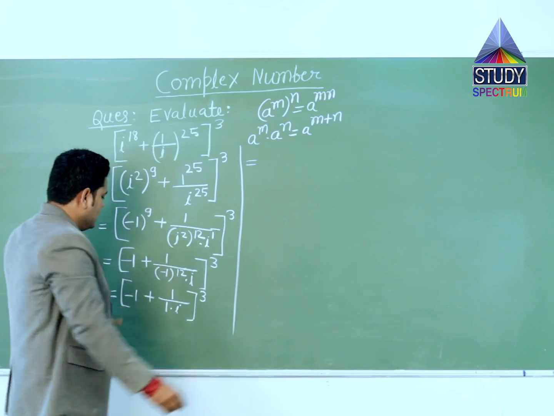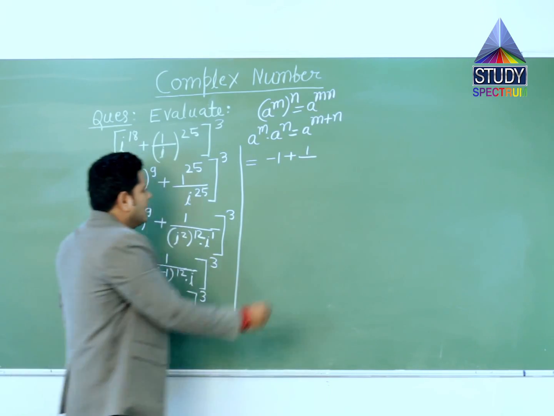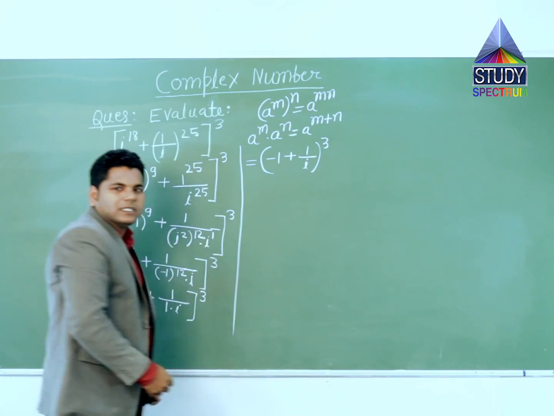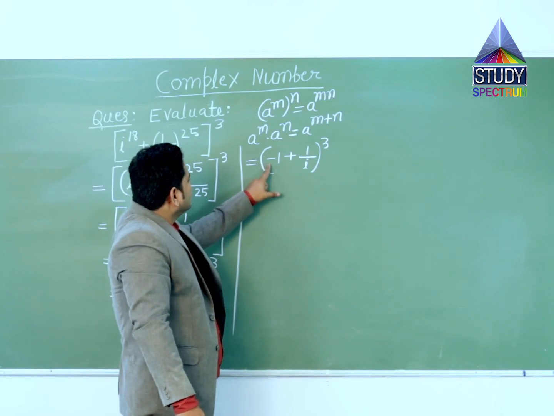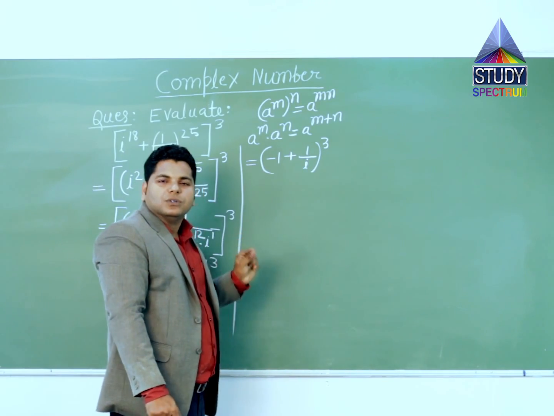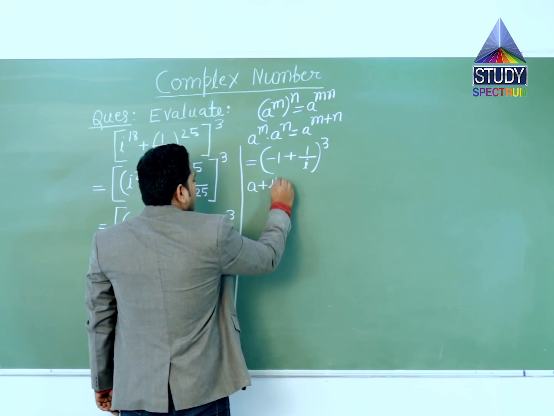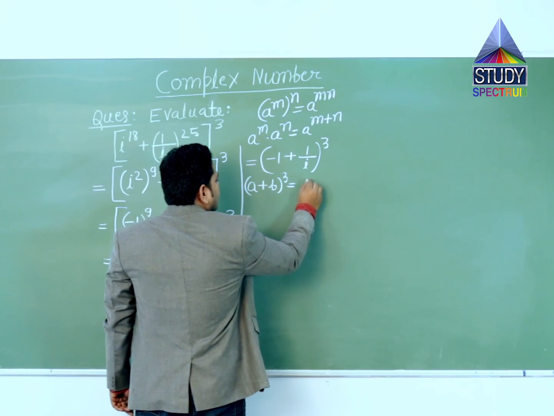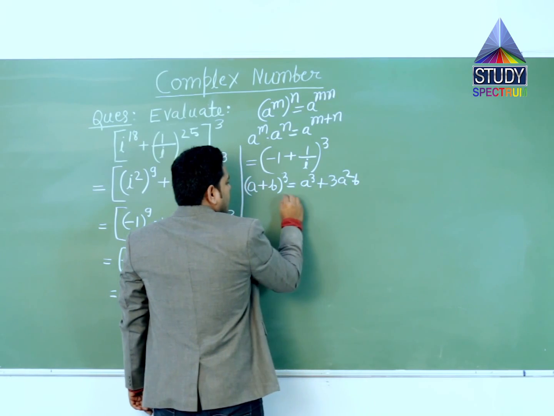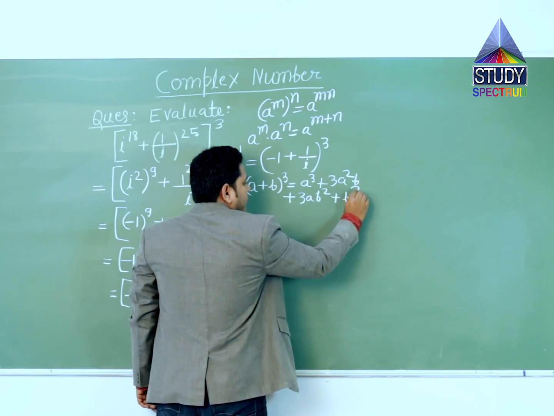Now we have minus 1 plus 1 by 1 into i is i, whole power 3. Got it? This is in terms of what? This is in terms of a plus b whole cube. So we know that a plus b whole cube is what? A plus b whole cube equal to a cube plus 3a square b plus 3ab square plus b cube.